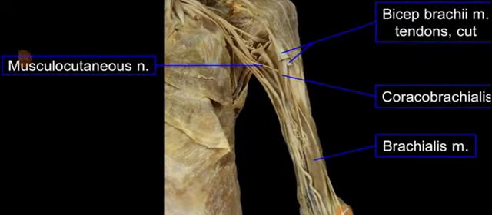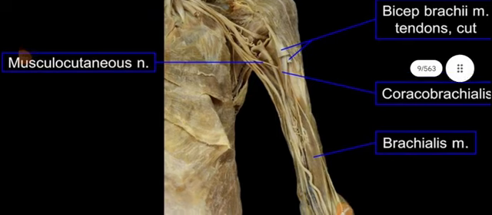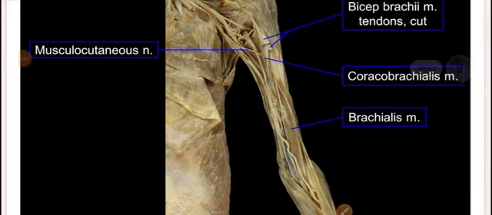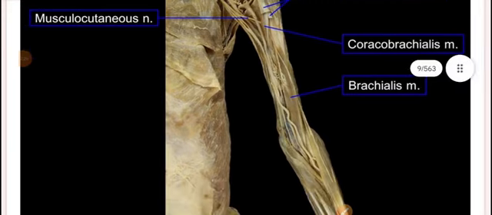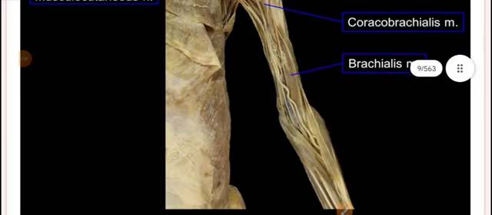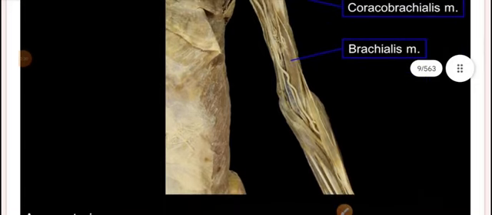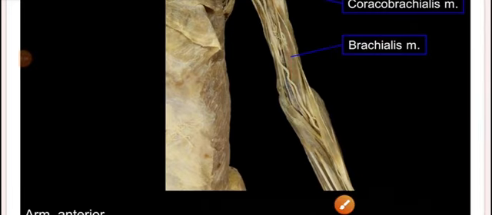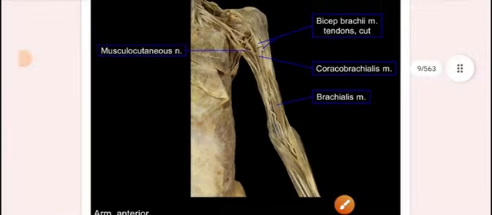musculocutaneous nerve and coracobrachialis muscle. Coracobrachialis muscle and brachialis muscle. Okay, so this is the arm anteriorly.